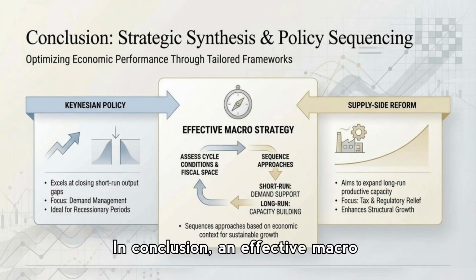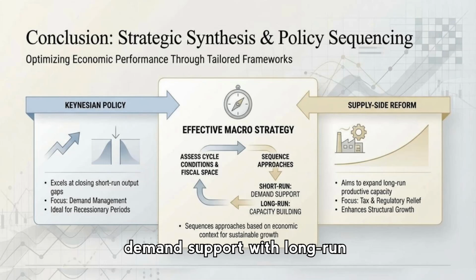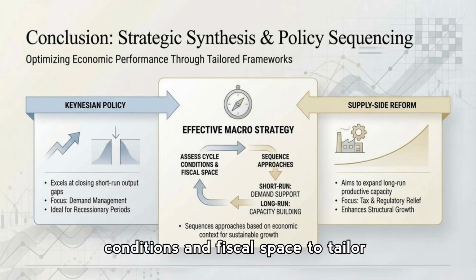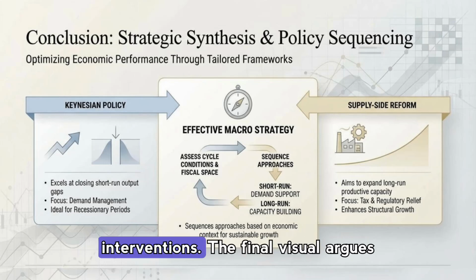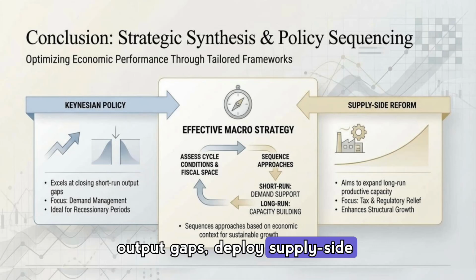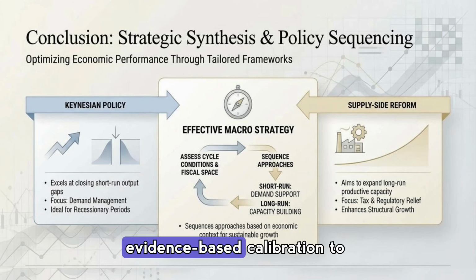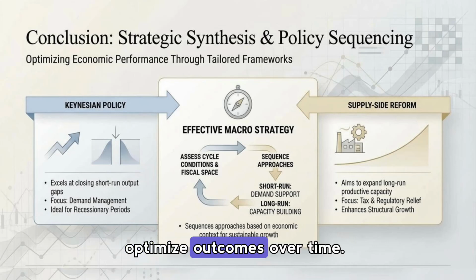In conclusion, an effective macro strategy sequences short-run demand support with long-run capacity building, assessing cycle conditions and fiscal space to tailor interventions. The final visual argues for pragmatic synthesis. Use Keynesian tools to close immediate output gaps, deploy supply-side reforms to expand productive potential, and rely on evidence-based calibration to optimize outcomes over time.